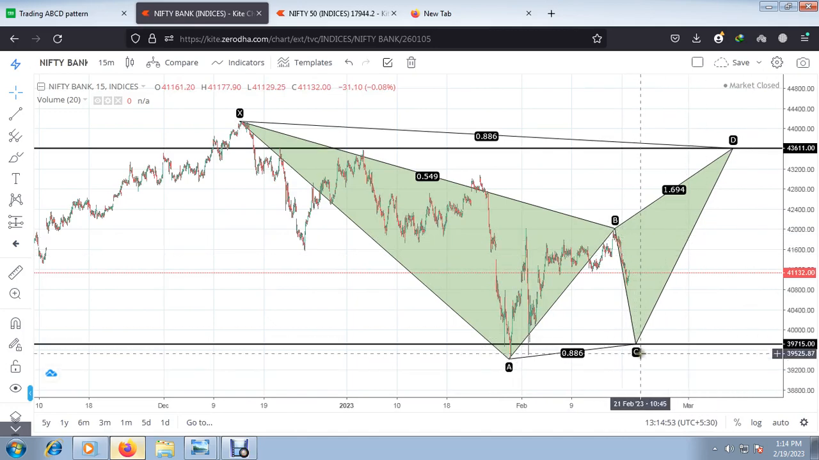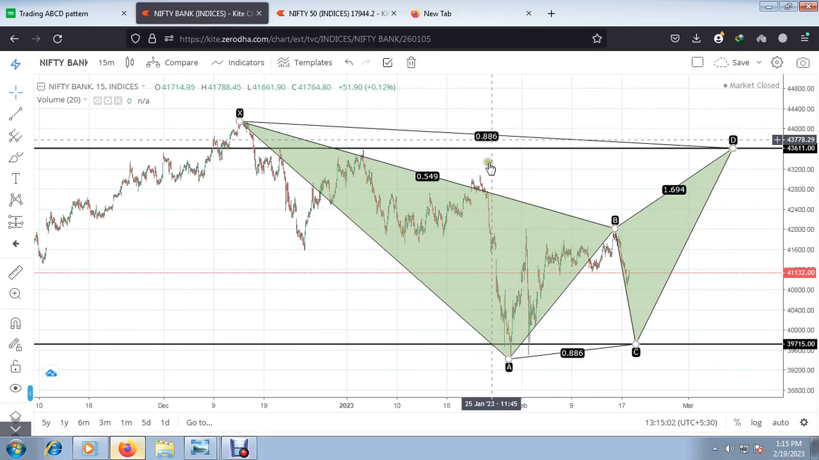From there it will create the point C and it will reverse. So then we can say that it will make a perfect bat pattern. It will go up to the point D, and again it will form 0.886. So it all depends on these values only.